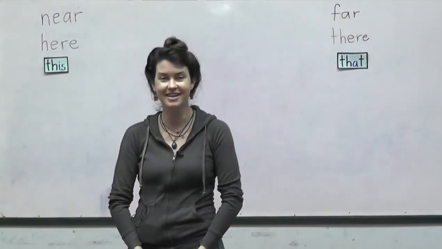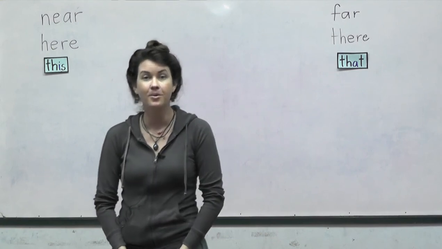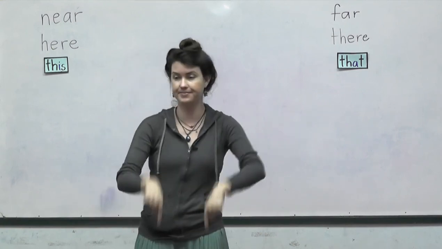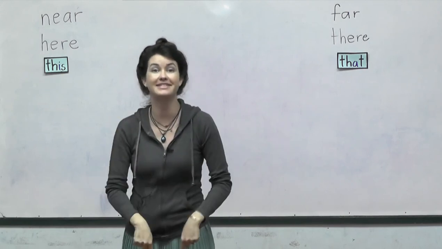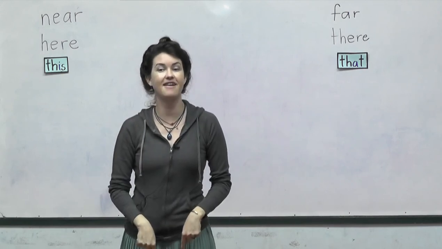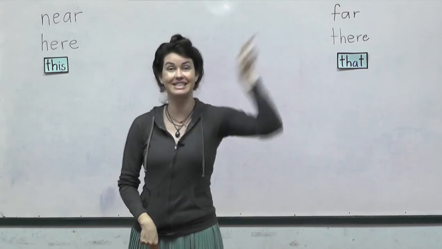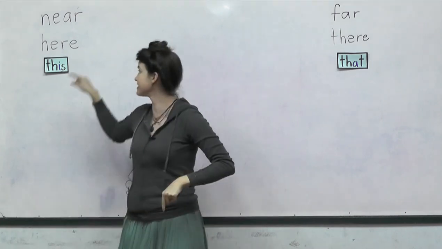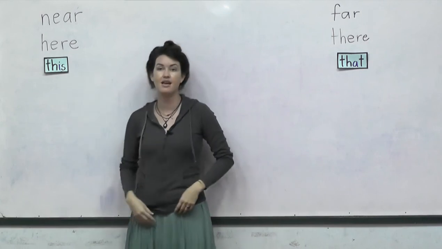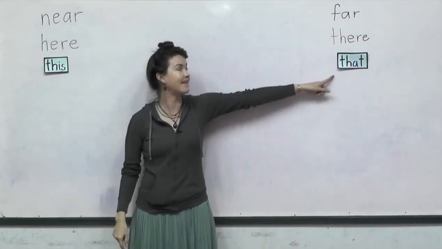Thanks for joining us on our English lesson today. What do we say for things that are near? This. And things that are far? That. Good. For things that are near, we say this. Things that are far, we say that.